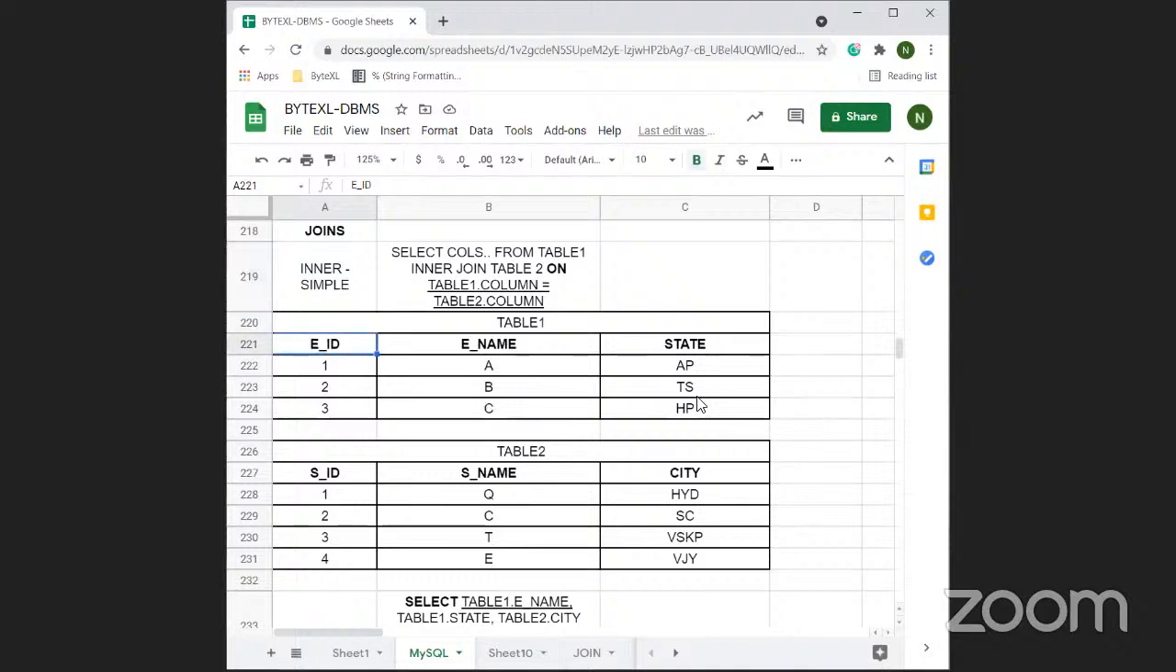Imagine we have two tables like this. The names of the table I am taking is simple, table 1, table 2 for now. And we have some employee, for example, employee ID, employee name, and some state. State ID, state name, some city. There is absolutely no relation between these two tables at all because one is employee, one is a student. But even then we can join the tables.